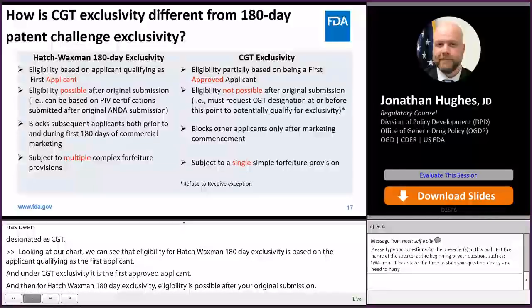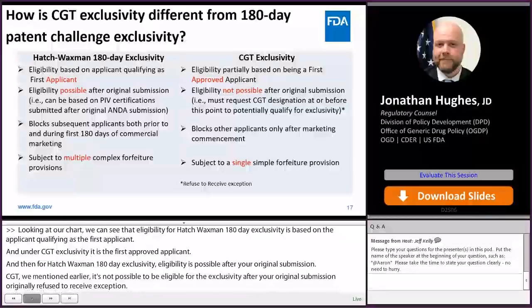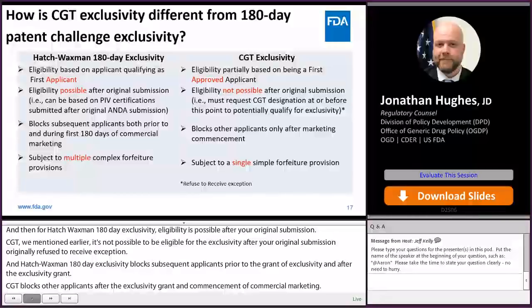And Hatch-Waxman 180-day exclusivity blocks subsequent applicants prior to the grant of exclusivity and after the exclusivity grant. And CGT blocks other applicants after the exclusivity grant and the commencement of commercial marketing. Hatch-Waxman exclusivity is subject to multiple complex forfeiture provisions, and CGT is subject to a single simple forfeiture provision.